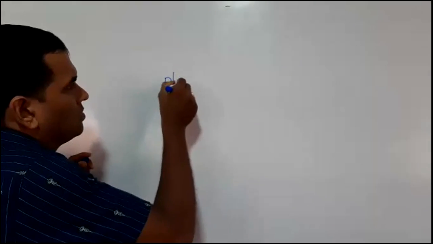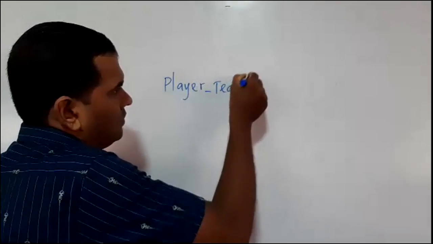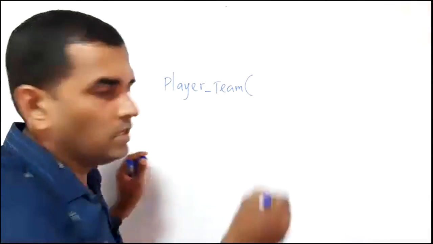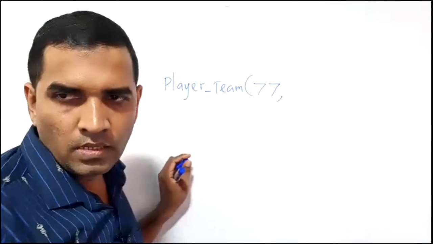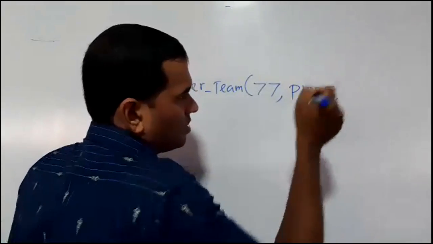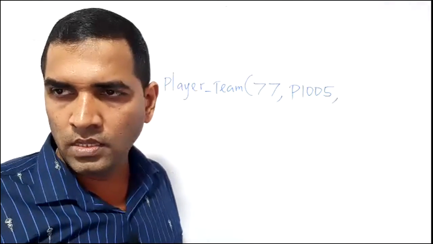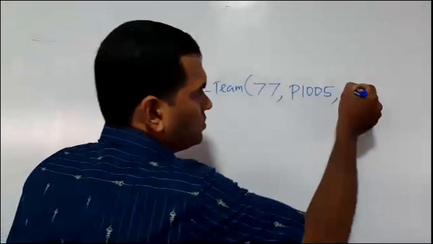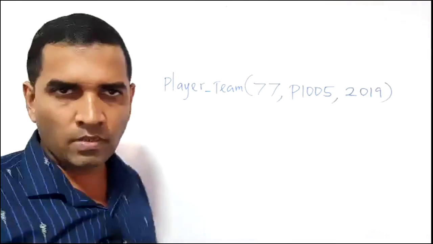Okay, so we have to write the table name first. Player team. Player underscore team. Within bracket, first field is team ID. So we can put the 77 there, comma. Then player ID, it is P1005, comma. Then we need to give that particular year joined. So it is 2019. Okay. So this is how player team table is updated.